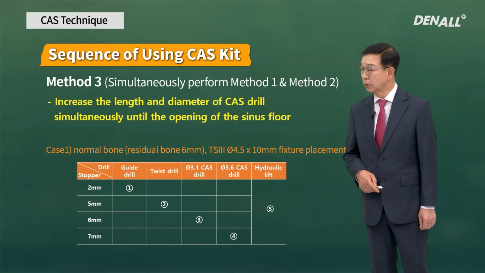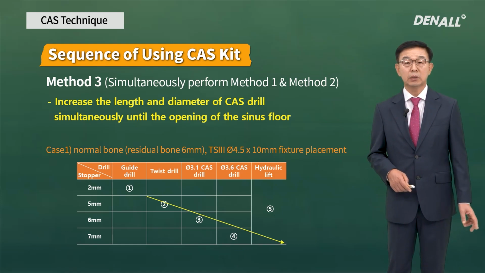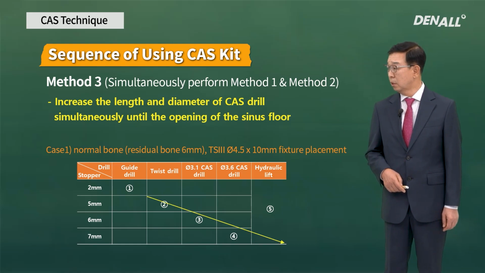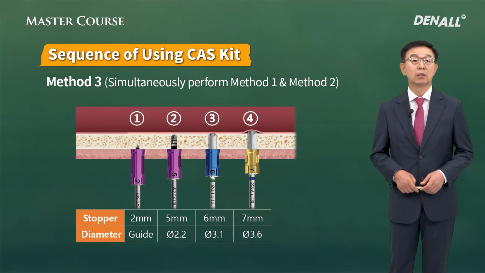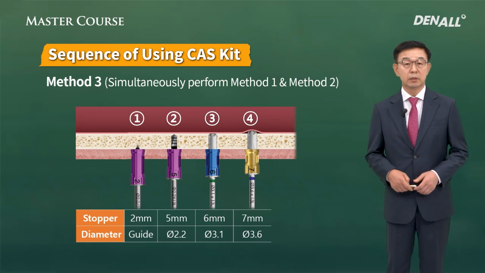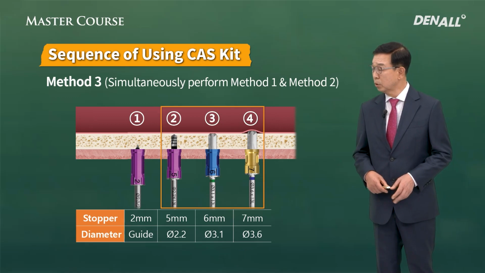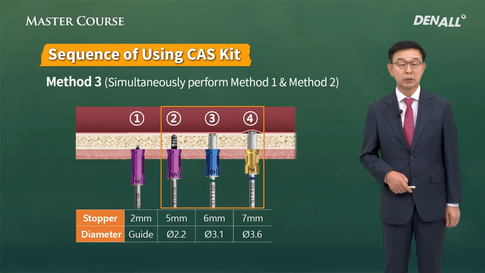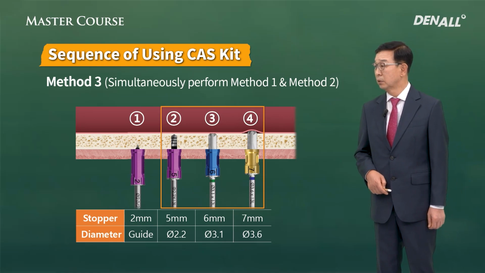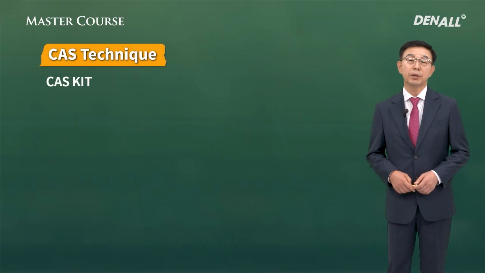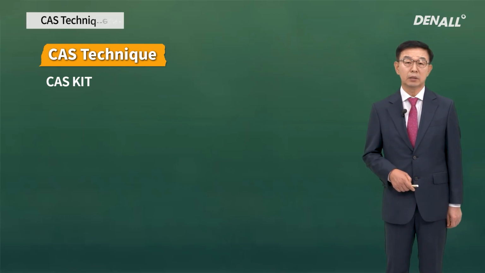Next is the most frequently used method. Width and depth of the bone are expanded at the same time. Hydro lift is done and implant is placed. In other words, you are advancing as you're expanding bone width and depth using guide drill and twist drill. I believe this is the easiest way to do this. I'm going to give you a brief example of the third method.